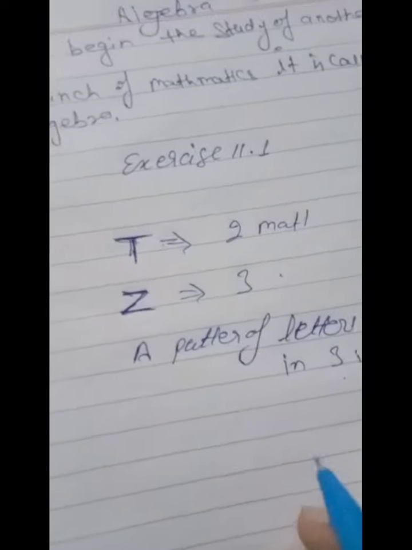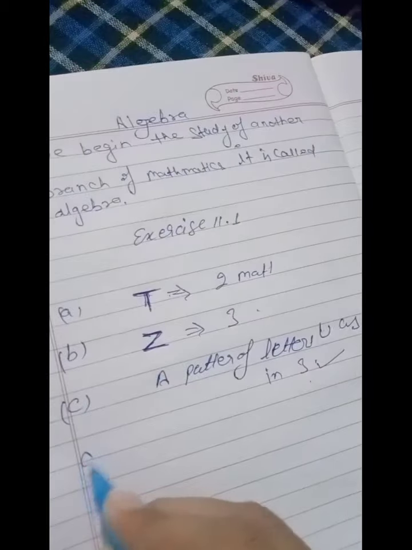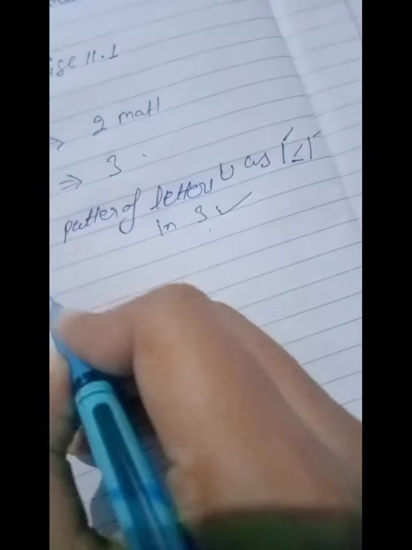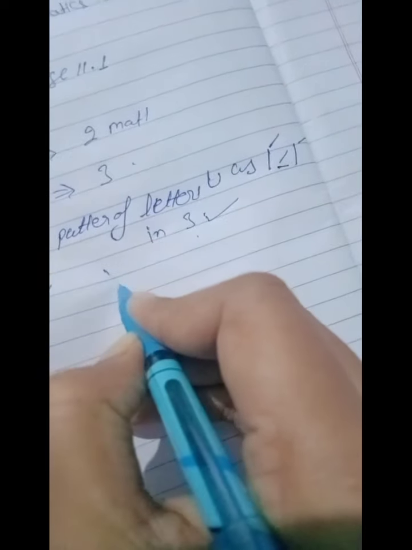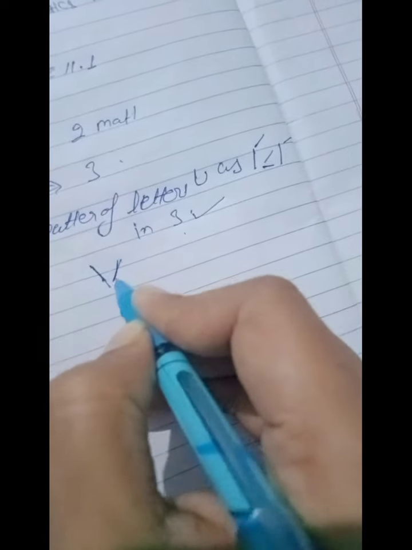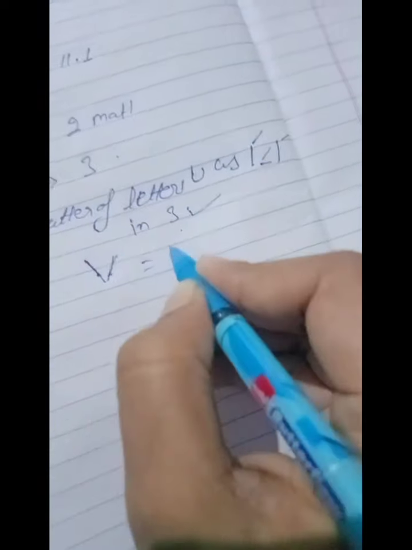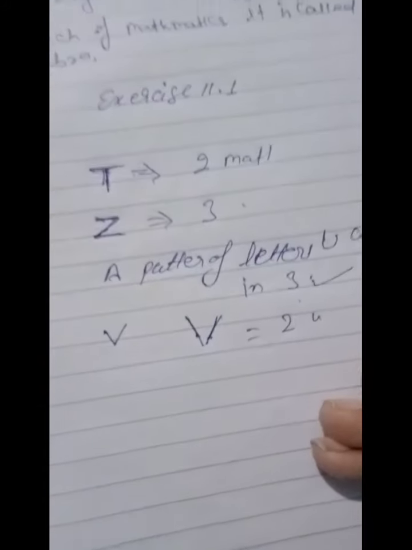So if we talk about the V, question number D, we found that V is the pattern in which this is a matchstick, and this one is also a matchstick. So there are 2 matchsticks used in the V part.